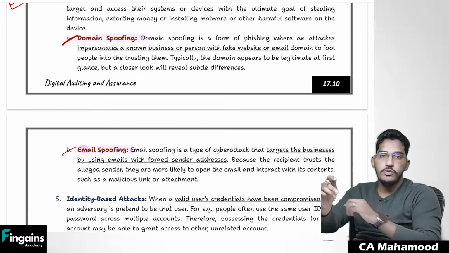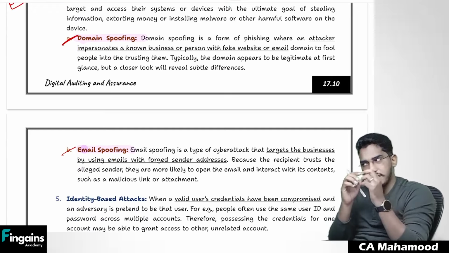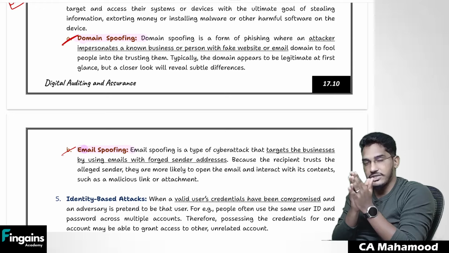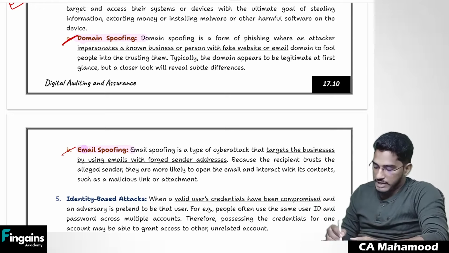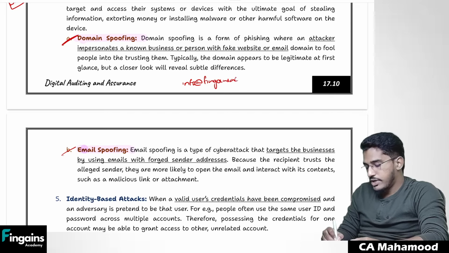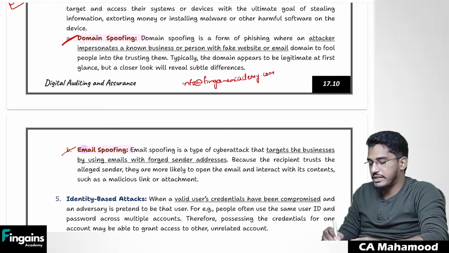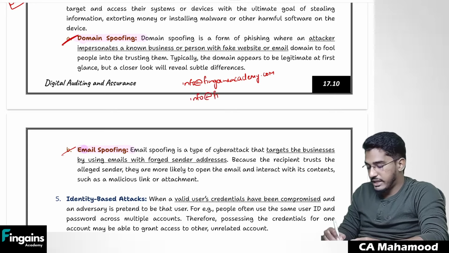So then what is email spoofing? Email spoofing is the same kind of thing, but here they will try to represent themselves as genuine employees of some organization, and they will send you emails. For example, my email is info@fingains.academy.com. So if I have to communicate with my students, I will send it through this email, info@fingains.academy.com. Now someone has created a fake email, info@fingains.academy. So the same small change they are making, academy.com.